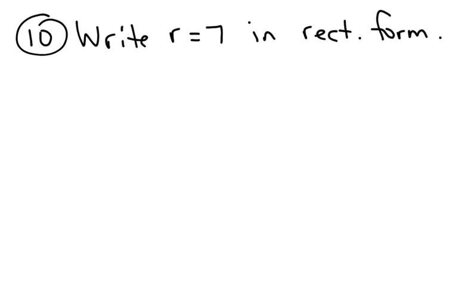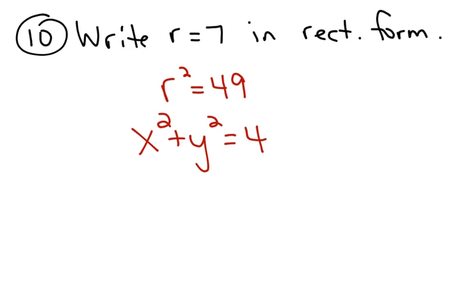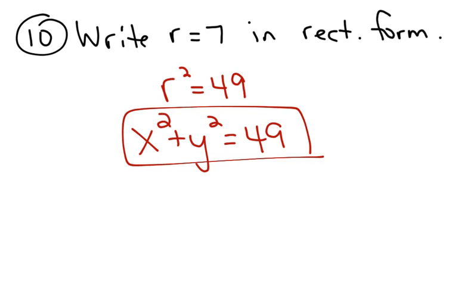And then if I wanted to do a problem that was in polar form and write it in rectangular form, so I want to write r equals 7 in rectangular form, as long as you remember that r squared is equal to x squared plus y squared, we can start by squaring both sides. As long as you do the same thing to both sides of the equation, remember it's the same equation. And then r squared is x squared plus y squared. And look, it's just the equation of a circle whose center is at the origin and whose radius is 7. And that's the end of part 3.